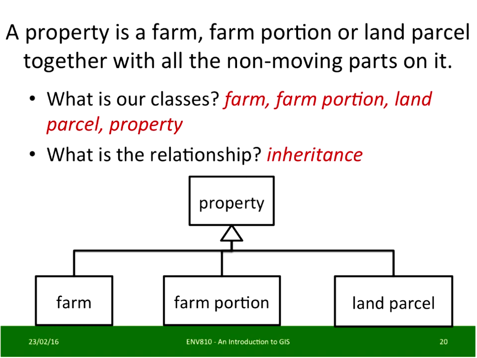It's usually multiple properties. So in this case, we use inheritance, because a property is your supertype, and then your subtypes would be: a type of property can be a farm, a type of property can be a farm portion, or a type of property can be your land parcel. So that's why we have the supertype and the subtypes in this case.